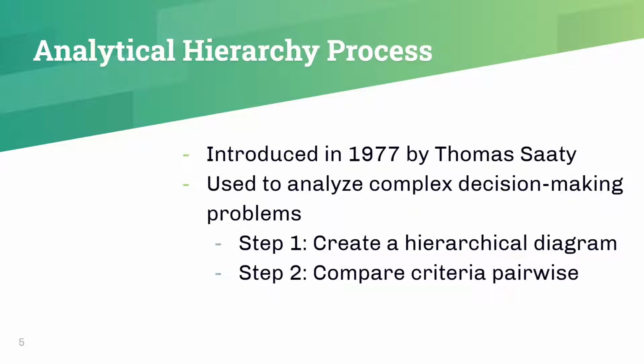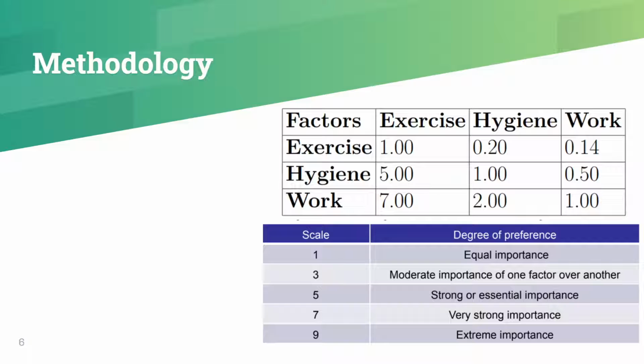AHP works by first dissecting a decision problem into a number of criteria and using those criteria to create a hierarchy. This action is then followed by comparing the aforementioned criteria pairwise and constructing a comparison matrix. We will begin by discussing the second step, creating a comparison matrix.